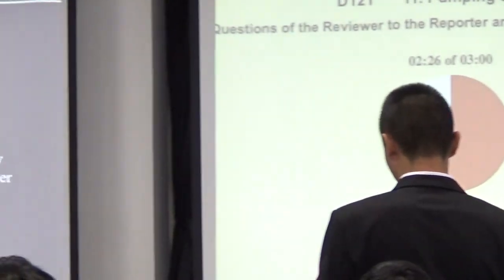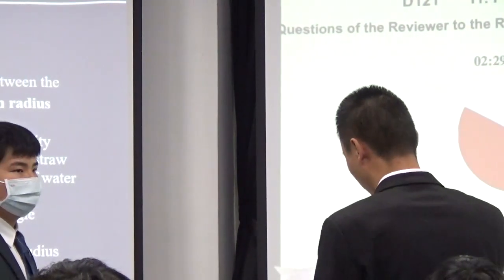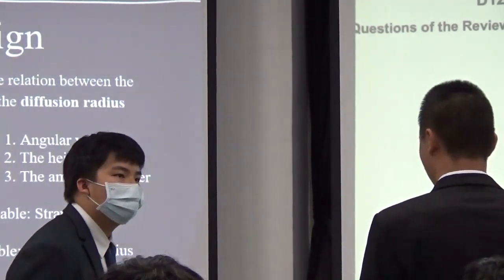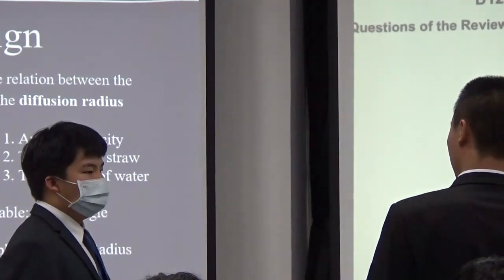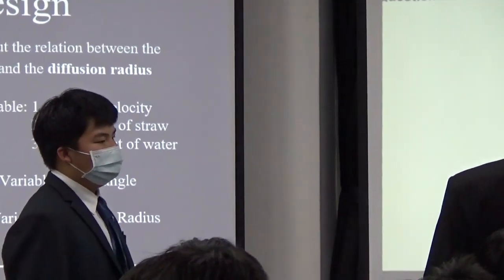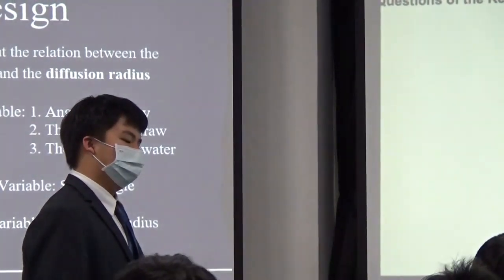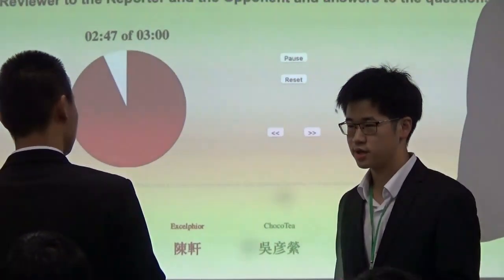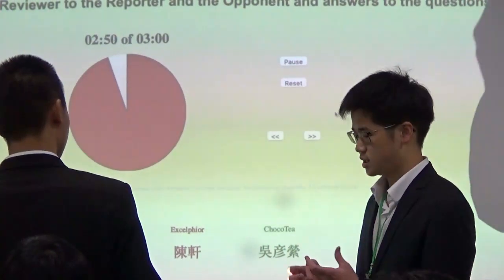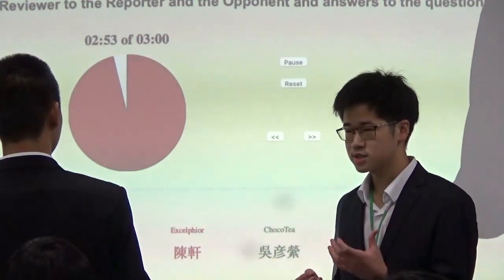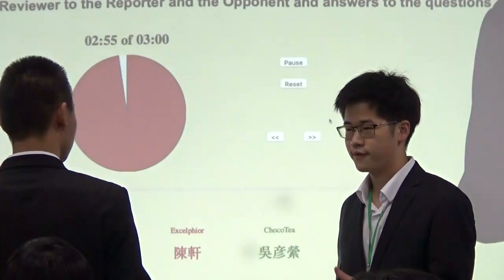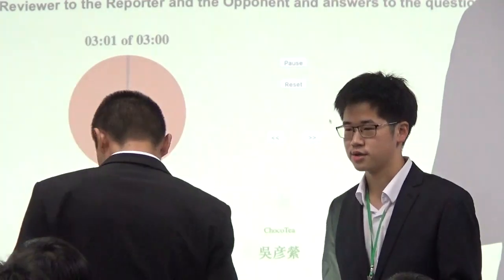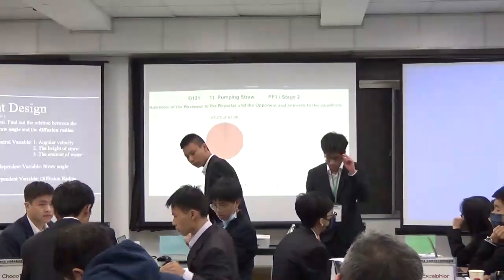So last question for the opponent: do you think that you should consider the viscosity of the water? What? The viscosity of the water. So why? Because... Okay, thank you. I think it must consider the viscosity of the water, since the formula of the turbulent flow or the laminar flow will consider the viscosity of the water. So I think it is. You have 2 minutes to prepare.